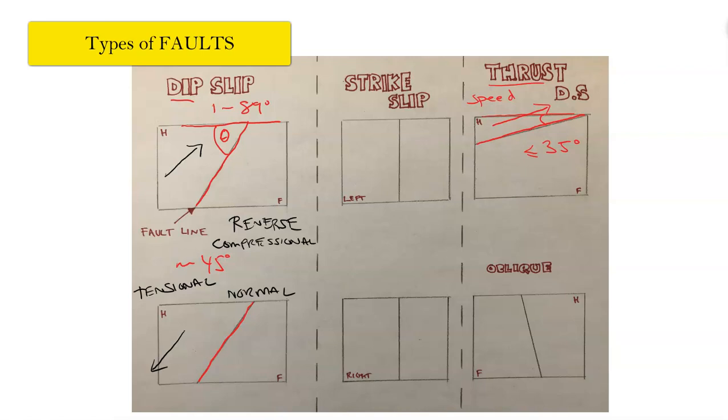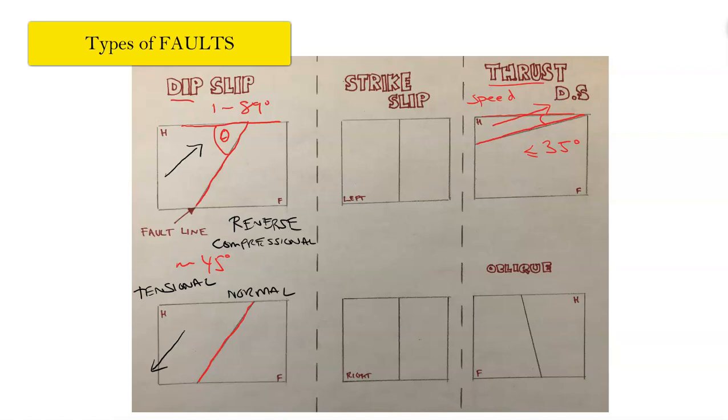So there's going to be compressional stress applied to this part of the rock or part of the crust, and the fault line is at a low angle, which will mean less gravity and less resistance when the movement up occurs, so it would move up quicker. So that's why we call it a thrust fault, which is really a very fast reverse dip slip.